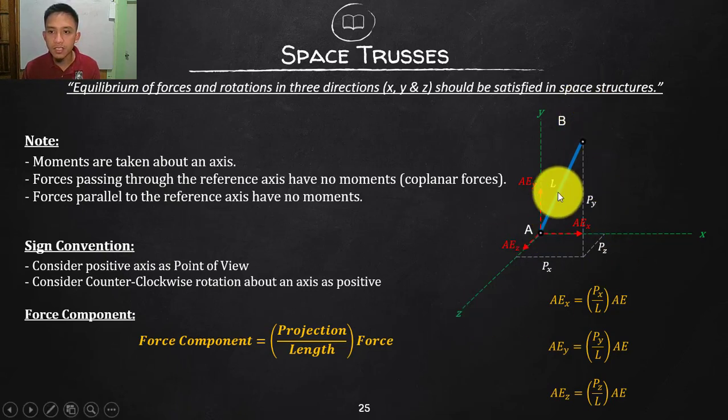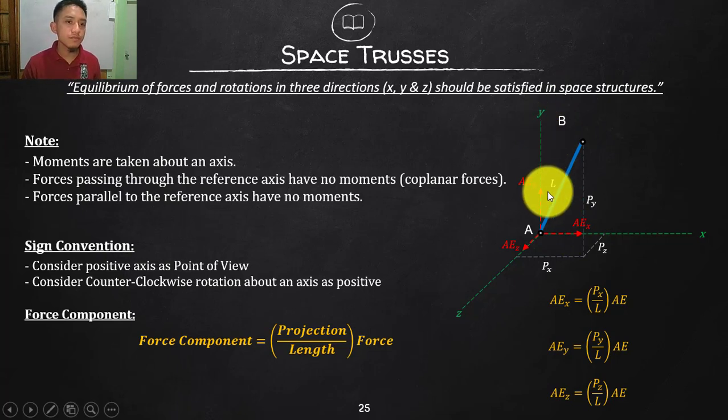So we need to break this down into components, and as you can see, this is leaning towards x, and then of course it rises towards y, and it leans towards z. So there are three projections. We have here the Px, that's the projection along the x-axis, and then we have here Pz, that is the projection along the z-axis, and then of course the rise towards your y-axis.